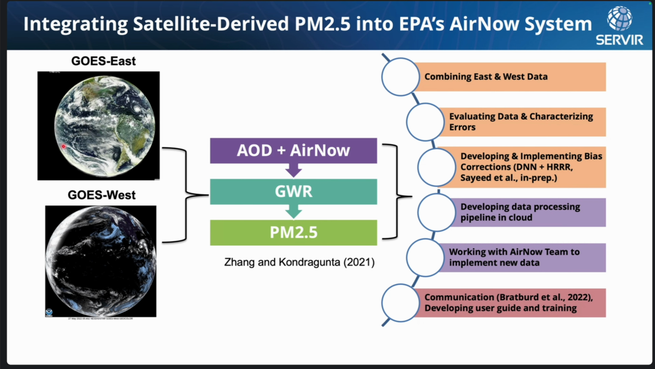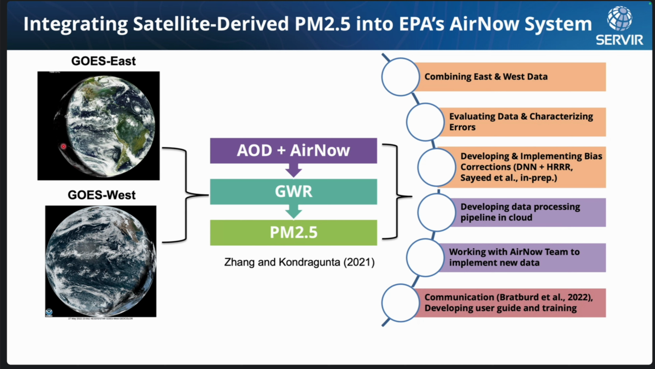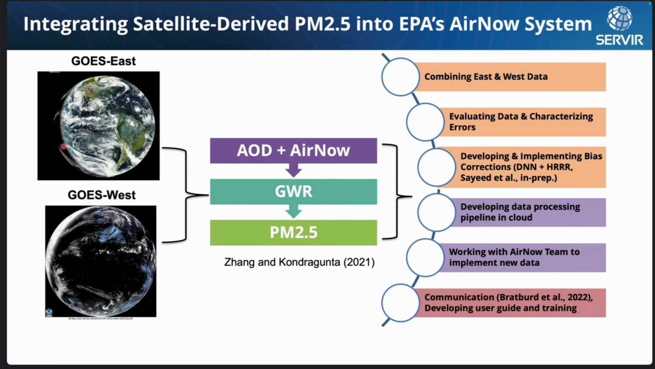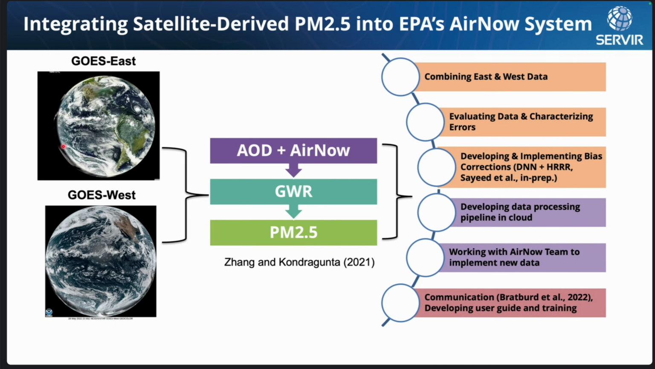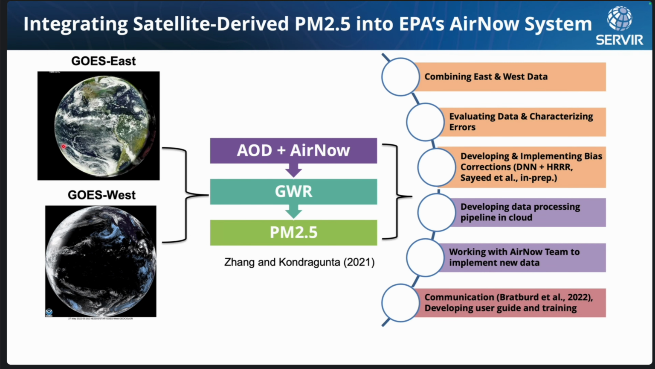NOAA already produced a PM2.5 product called the geographically weighted regression algorithm, which uses AOD and produces PM2.5 based on the GWR algorithm. We utilize this GWR algorithm in conjunction with surface-based measurements and NOAA's numerical model, HRRR, which forecasts meteorology.